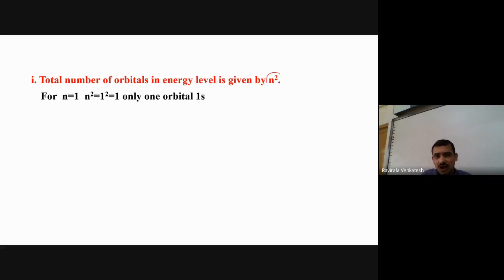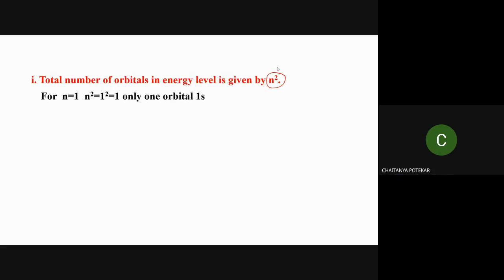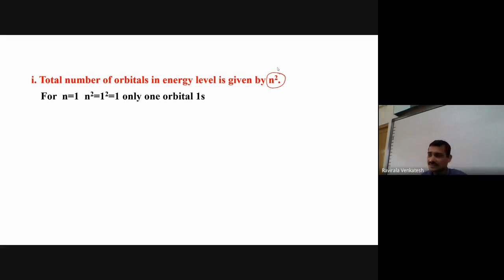Now, what is the formula to calculate the number of electrons? Total number of electrons is 2n square. What is the formula for calculating the total number? 2n square. N square means take half of the formula. You take n square, isn't it? So for calculating the number of electrons in an energy level, the formula will be 2n square. Now for calculating the number of orbitals, the formula will be n square. That means each orbital will have only 2 electrons. You can write only 2 electrons in a given orbital.